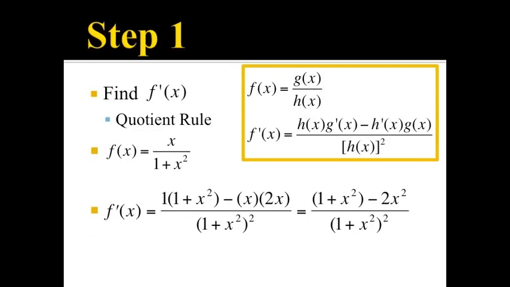We will use the quotient rule, which states that when you have a function divided by another function, its derivative will be the bottom function times the derivative of the top function minus the derivative of the bottom function times the top function, all over the bottom function squared. So by the quotient rule, you get the derivative of f of x to be the quantity of 1 plus x squared minus 2x squared, all over the quantity of 1 plus x squared, quantity squared.